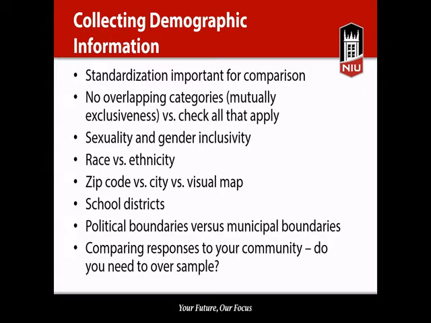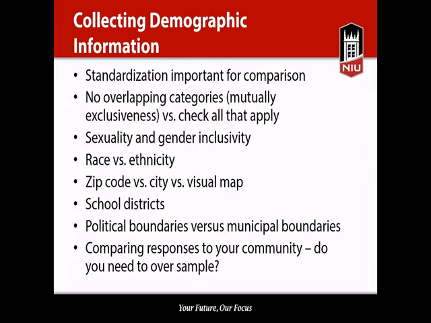You want to make sure that there are no overlapping categories versus check all that apply. If you want them to check all that apply, that's okay. You just have to be really clear: is it check one or check all that apply? We're seeing a lot of changes to sexuality and gender inclusivity questions on surveys. So you're going to have a discussion around what we want to do with that. Do we want to have more items under sexuality or gender? And what does that look like? Where are we going to borrow that language from, so that we can do comparison, but also so that we're making people feel comfortable giving us that information.